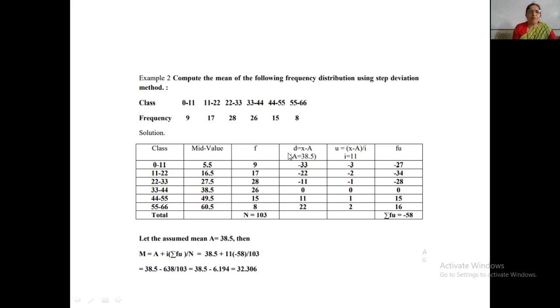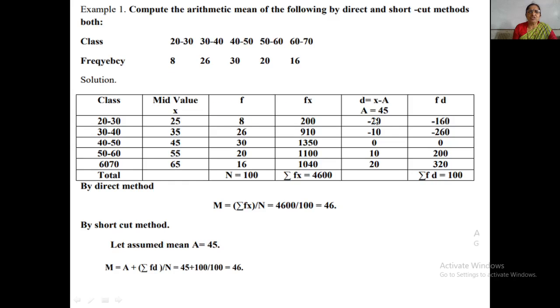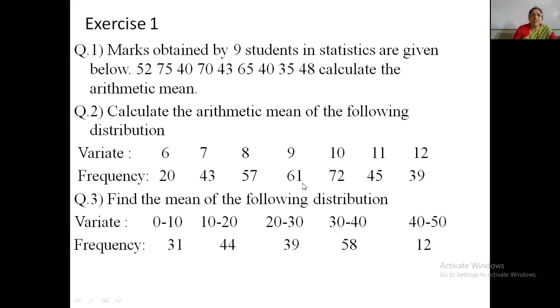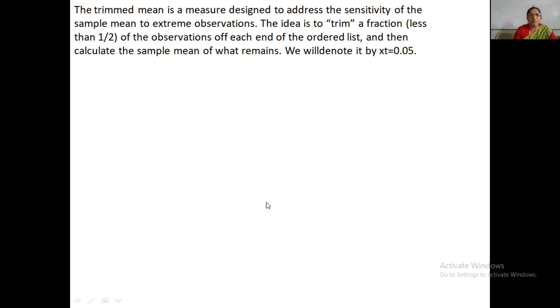A is 9. So my first value will be 6 minus 9, 7 minus 9, 8 minus 9, 9 minus 9, 10 minus 9, 11 minus 9 and 12 minus 9. Then I just compute the summation of fi into di. The di's are minus 4, minus 3, minus 2, minus 1, 0, 1, 2, 3, 4. You just compute the summation of fi di, taking a is equal to 9, and in this expression you can find the arithmetic mean of the distribution by the shortcut method. For this method you can use this step deviation method to find the arithmetic mean of this data set.